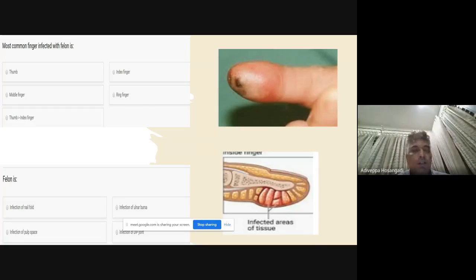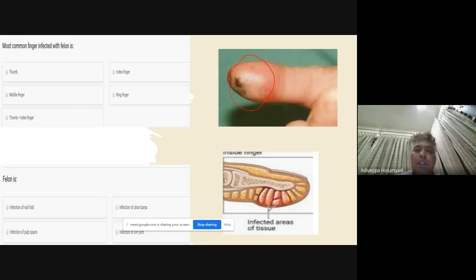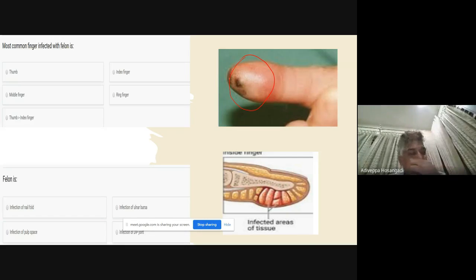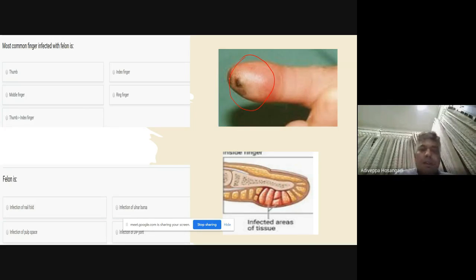Yes. So what is Felon? Felon is infection of the pulp of the finger, tip of the finger. And there is a difference between Felon and paronychia. Felon is infection of the pulp of the digit. It can be thumb or any of the fingers. So thumb is more common than index.